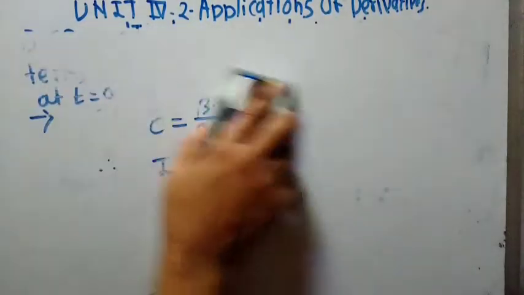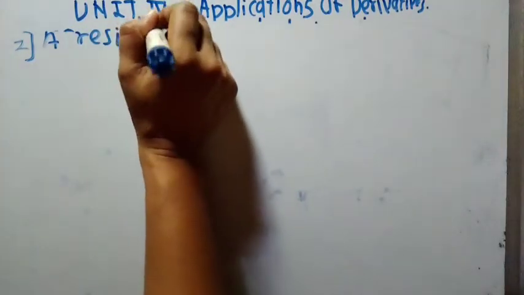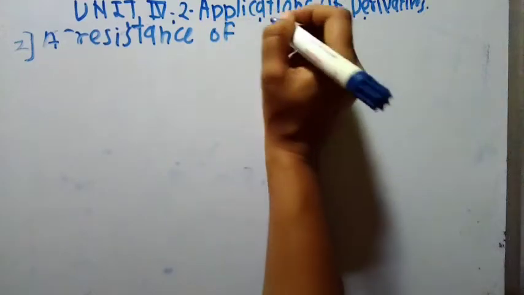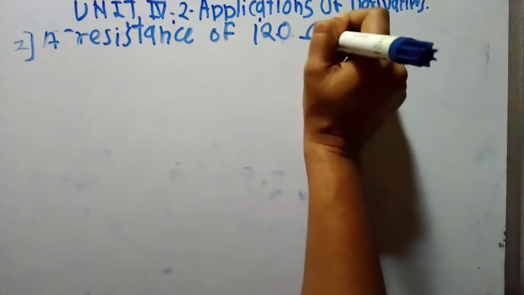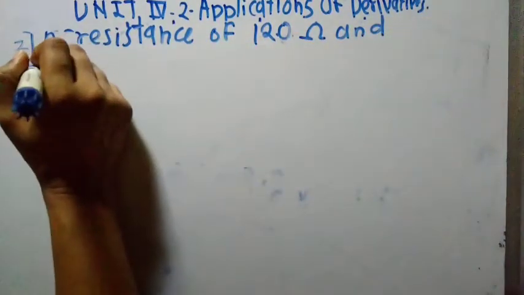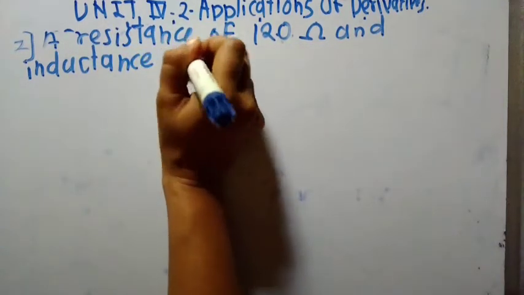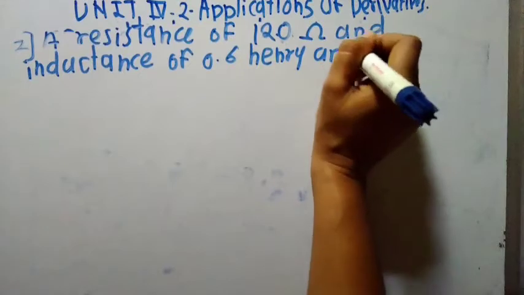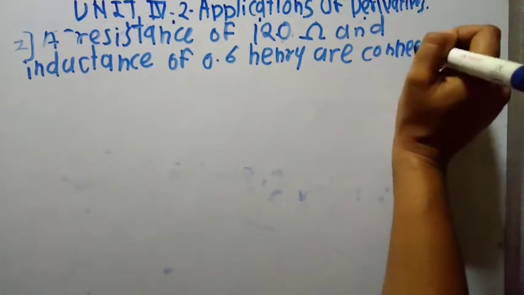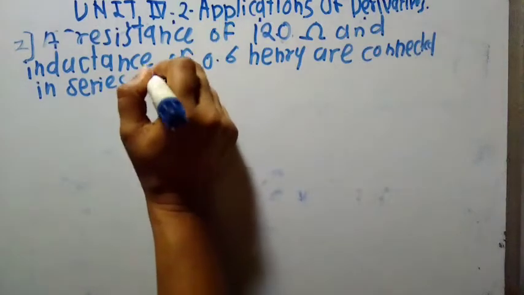Then the second example. Example second: a resistance of 120 ohm and an inductance of 0.6 Henry are connected in series with a battery.